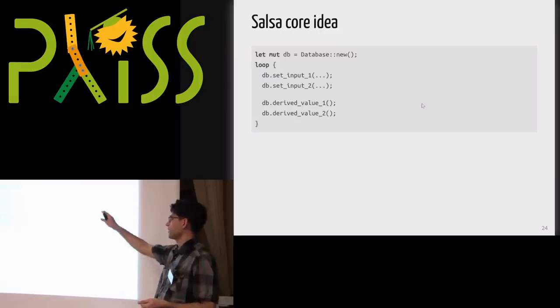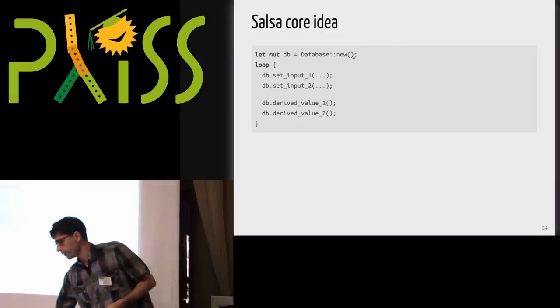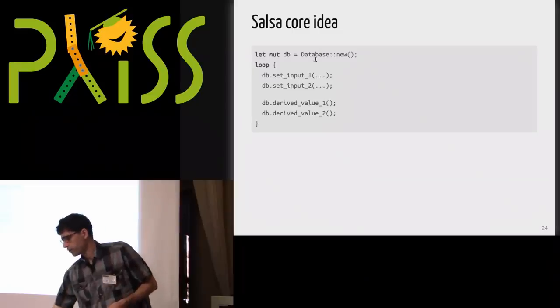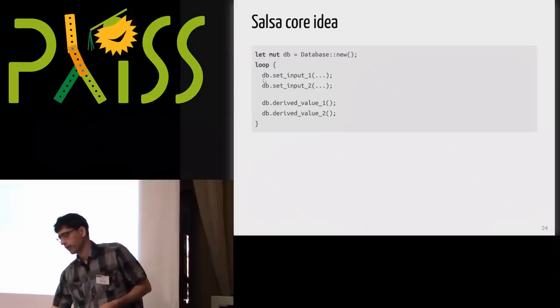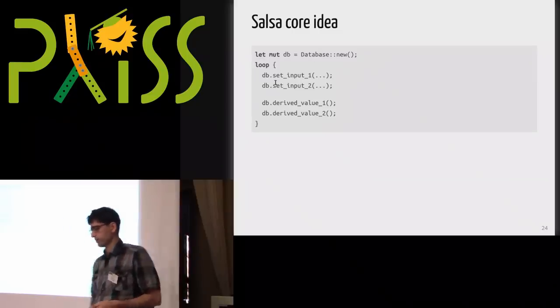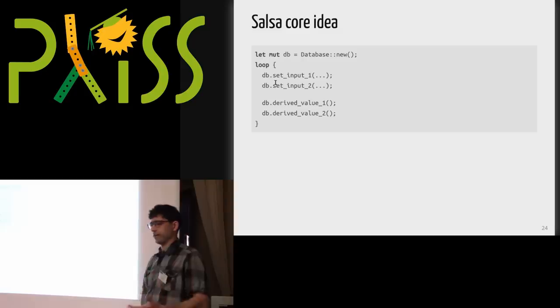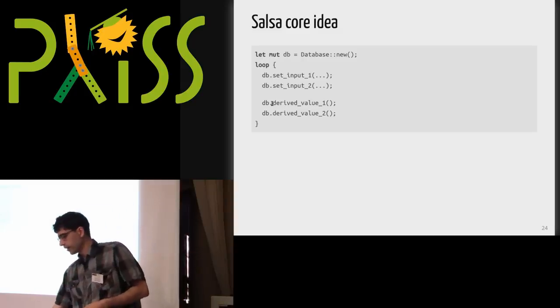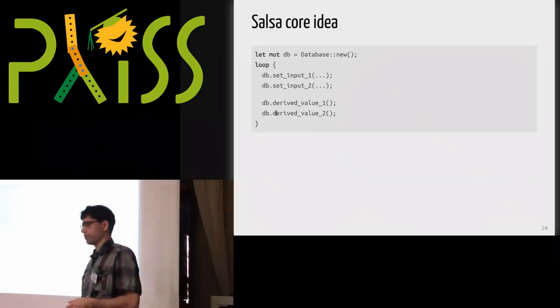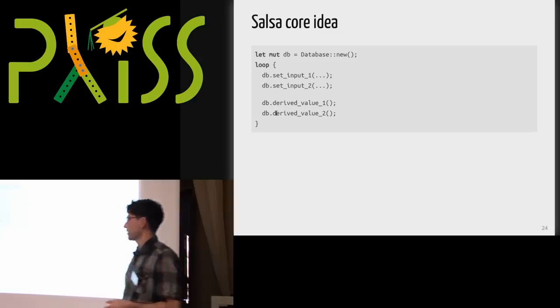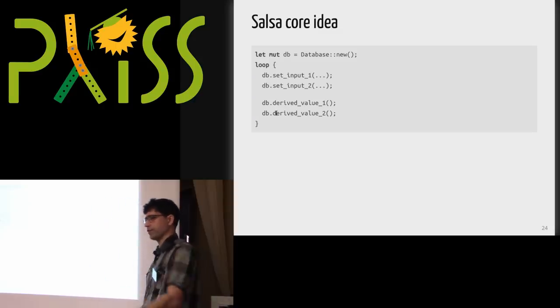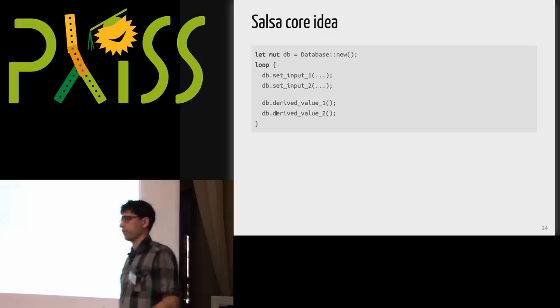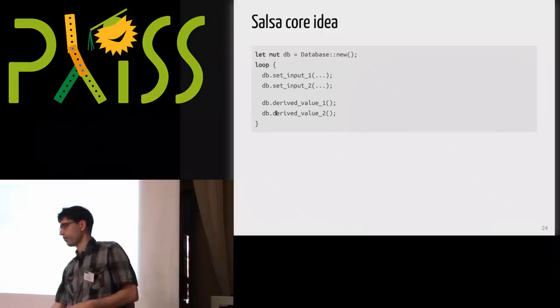So when you're writing a program in Salsa, it looks like this. You construct a database. That's this part here. And then you have a loop, where you set some inputs, like when you get a diff from the editor, and you compute some derived values. The idea is that these things are memoized, so whenever you ask for a derived value, it will always be up to date for whatever the latest input changes that you've made.